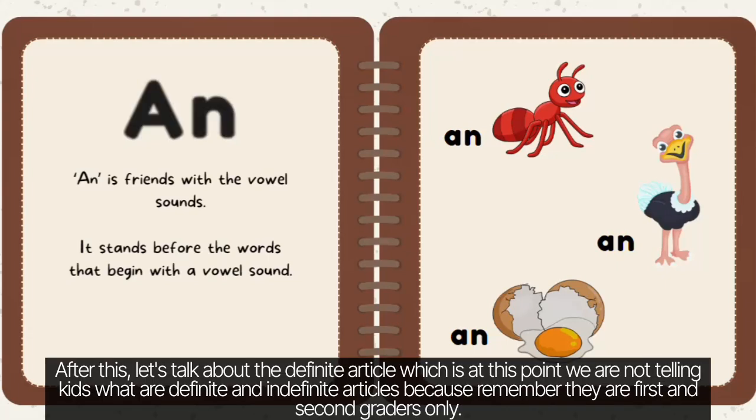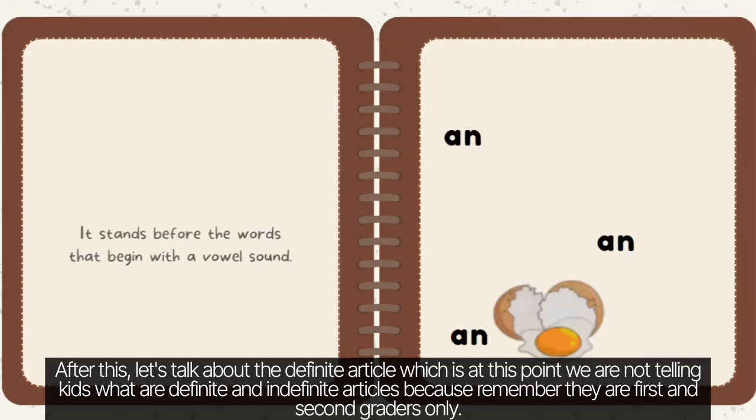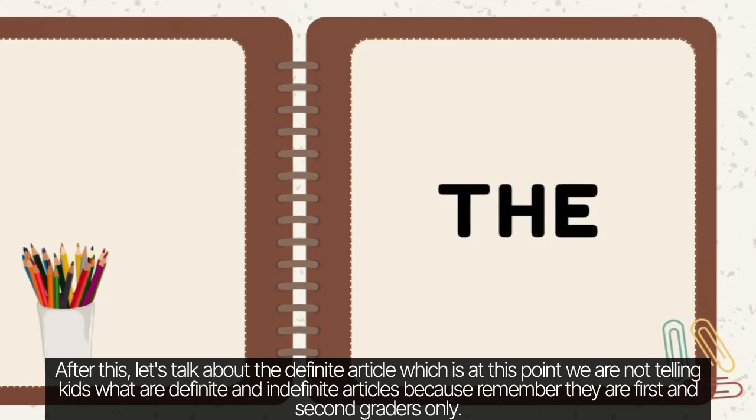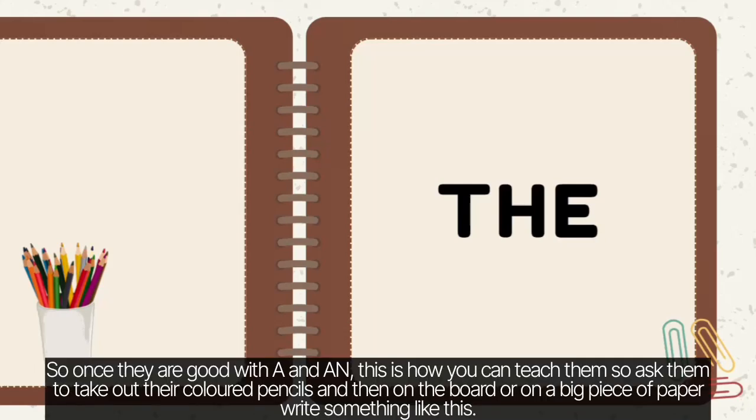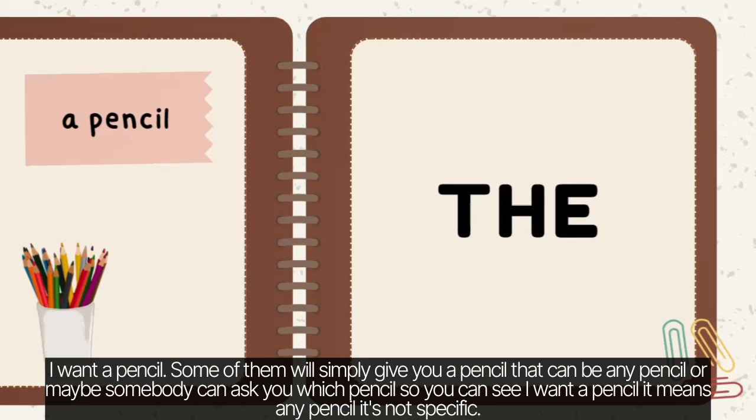After this, let's talk about the definite article, which is the. At this point, we are not telling kids what are definite and indefinite articles because remember, they are first and second graders only. So once they are good with A and N, this is how you can teach them the. Ask them to take out their color pencils and then on the board or on a big piece of paper, write something like this: I want a pencil.